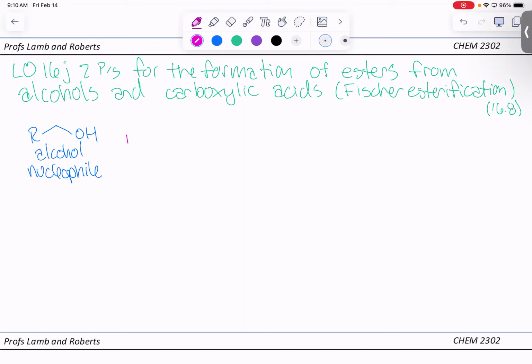All right, we're going to have a carboxylic acid. And this would be your electrophile. So carboxylic acids, I've drawn this, what we would sort of call the classic carboxylic acid in this reaction. But we can have other groups other than this OH here. This can be other leaving groups.